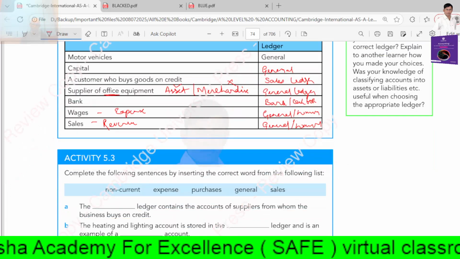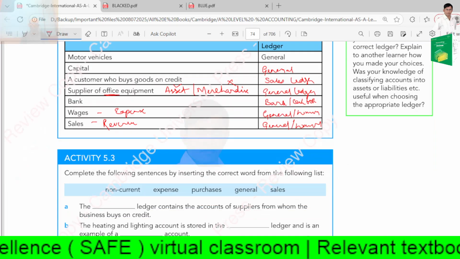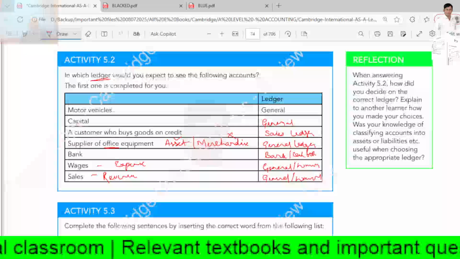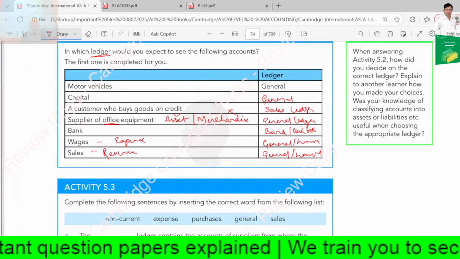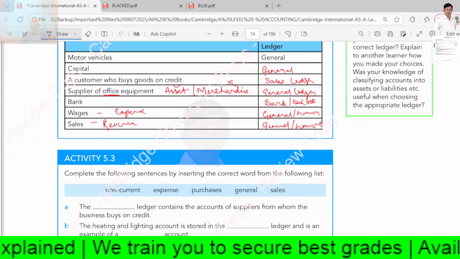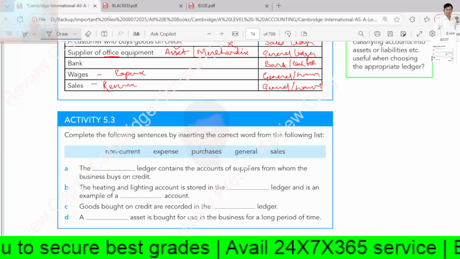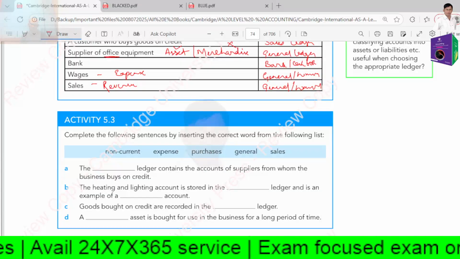So this is the end of activity 5.2. Now let us continue with activity 5.3.